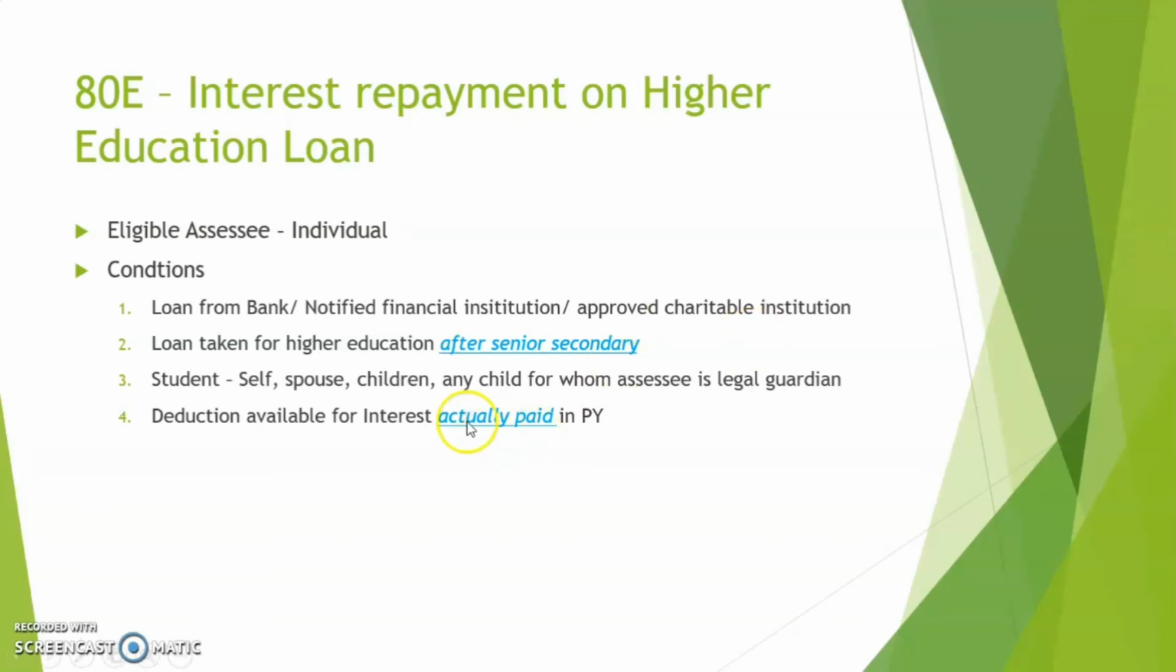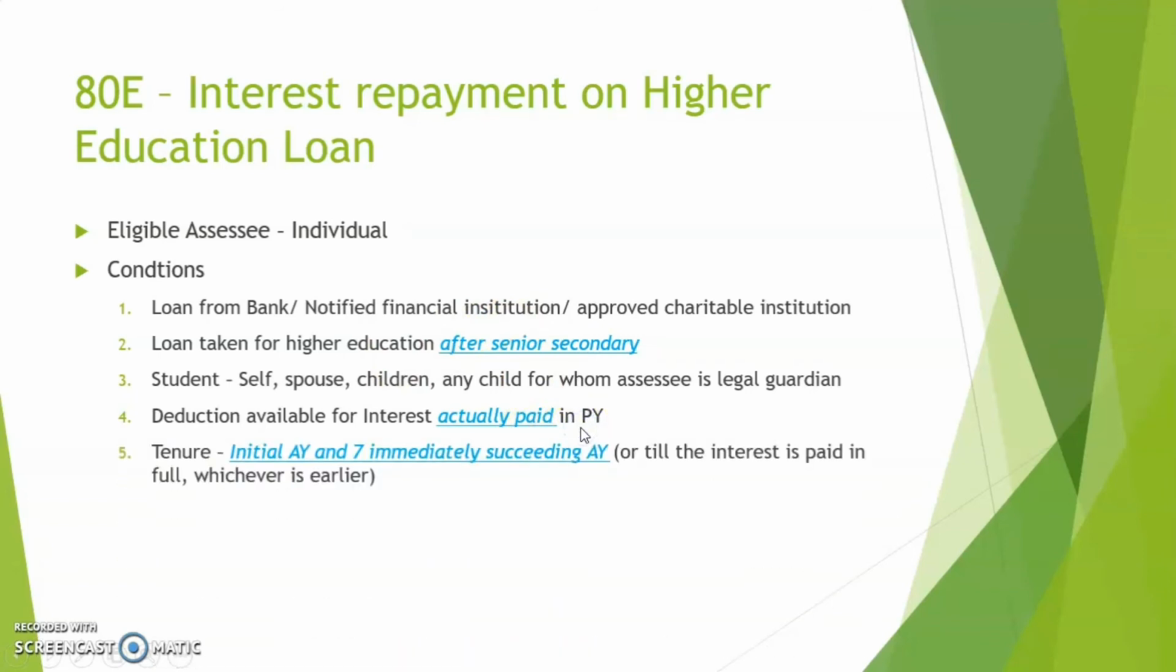Clear? Next point. Deduction is available only for the interest actually paid. Now this is to be highlighted. Deduction is only available if interest is actually paid. You'll understand why I have highlighted this once we proceed with the next section. So unless and until the interest is paid, this deduction won't be available, and it should be paid in the previous year.